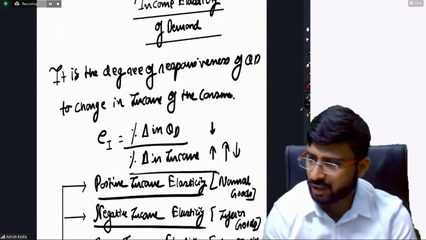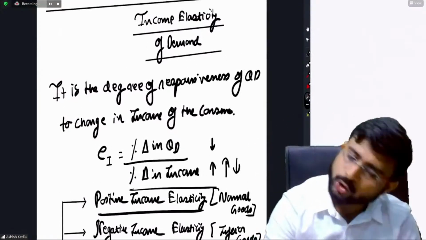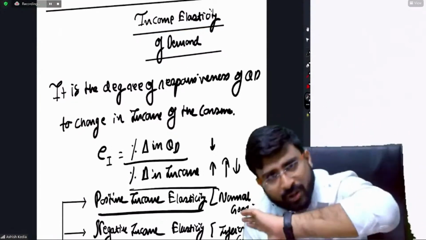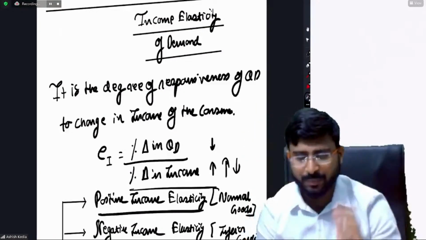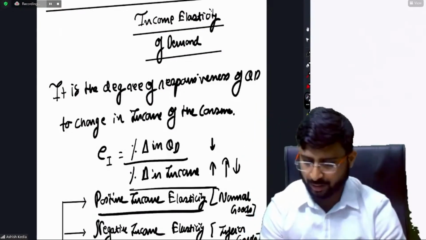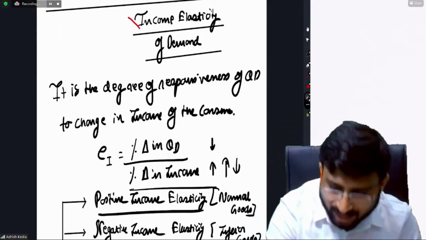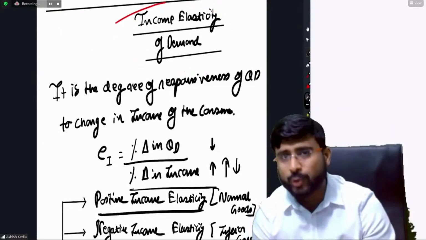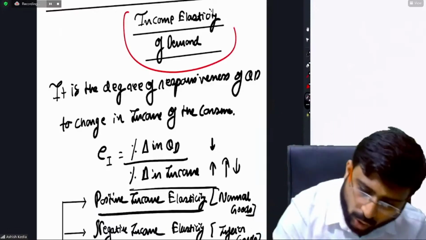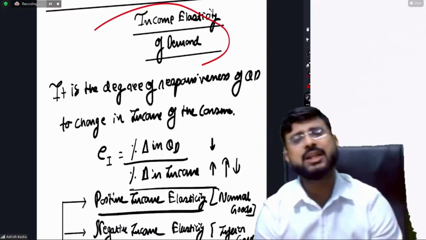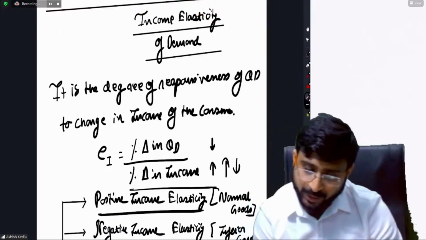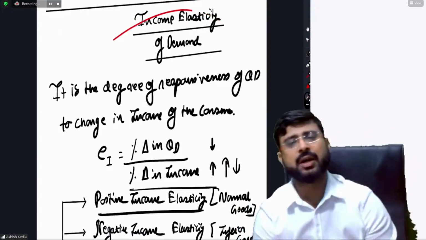Next, moving on, income elasticity of demand. So everyone, price elasticity of demand is over. Now we talk about income elasticity of demand.